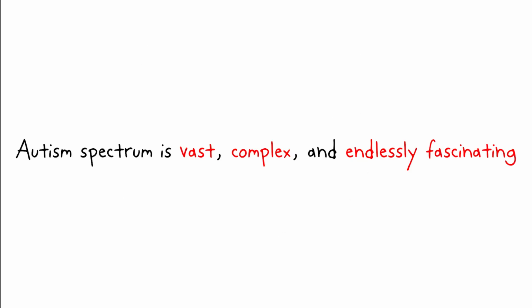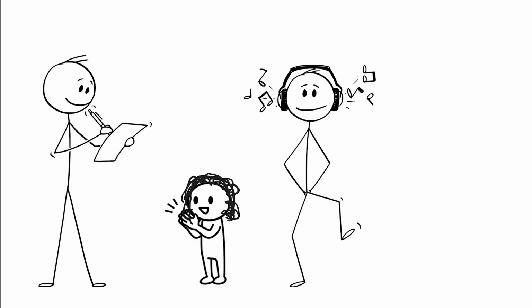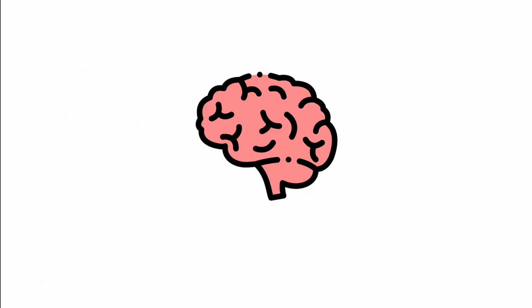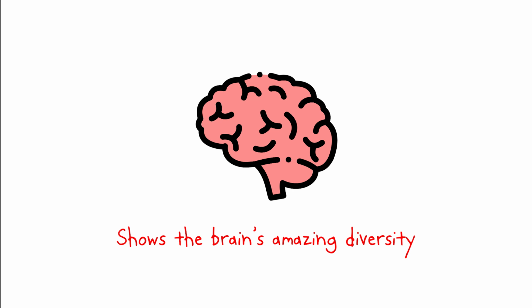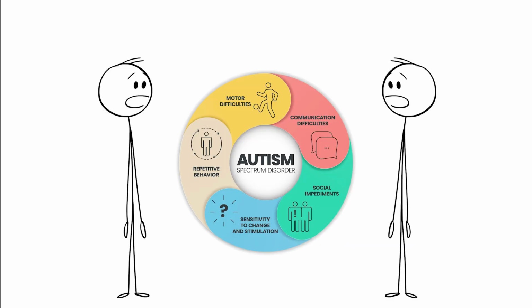The autism spectrum is vast, complex, and endlessly fascinating. From classic autism and Asperger's to PDA and sensory processing differences, every type shows the brain's amazing diversity. You or someone you love might be on this spectrum.